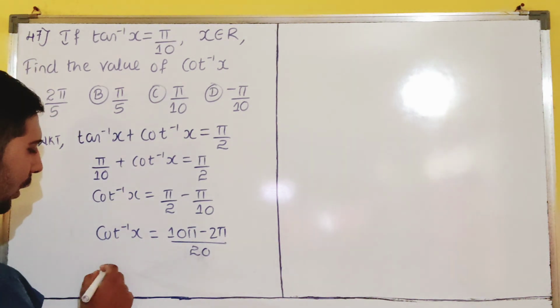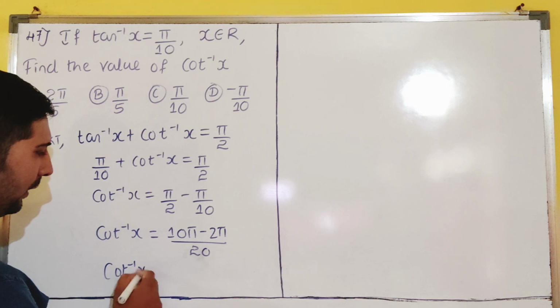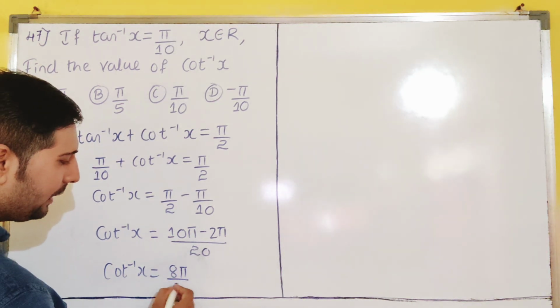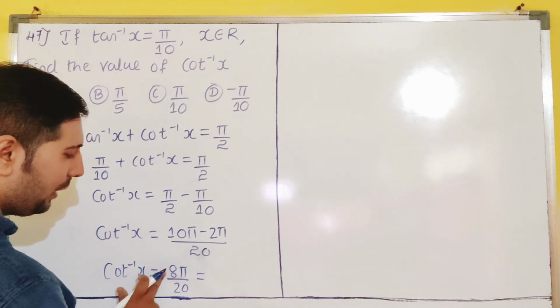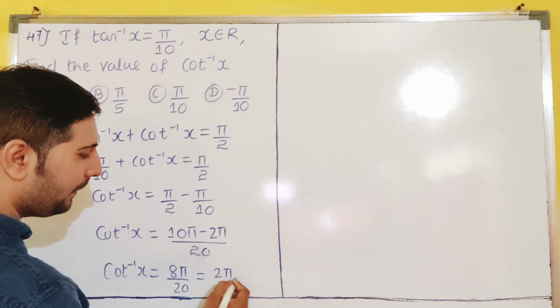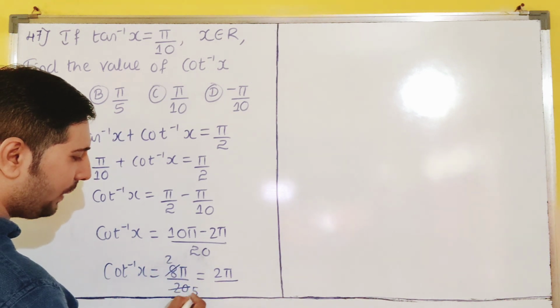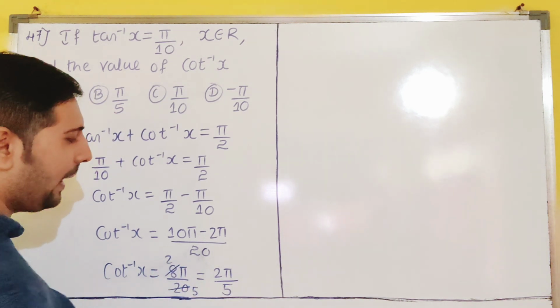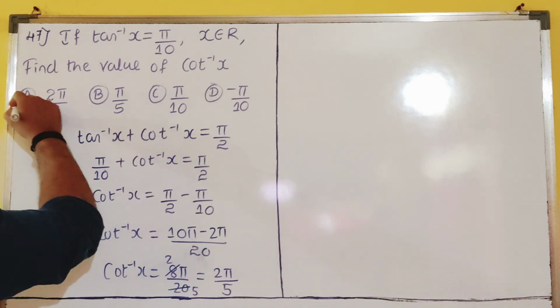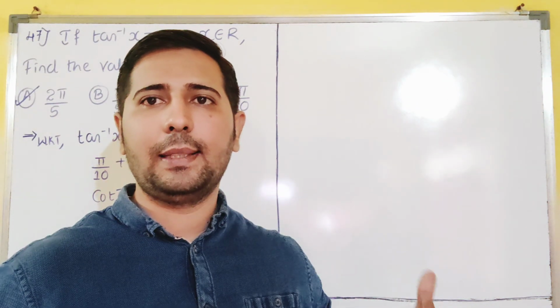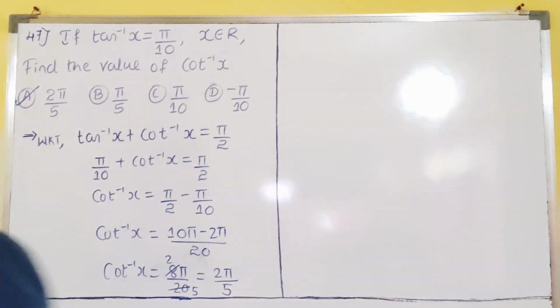Clear? So how much you will get, you see. 10 minus 2, that is 8 pi divided by 20. Now see, 4 2s are 8, 4 2s are 8, 4 5s are 20. So 2 pi by 5 is our required answer. Option is matching with A, dear students. A for awesome. So please copy this. We'll see the next question.